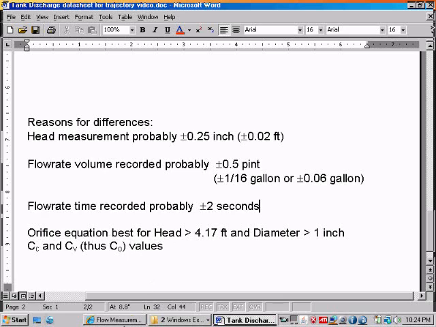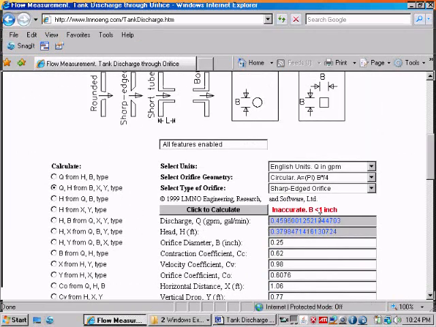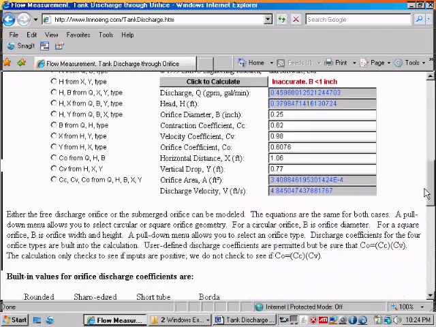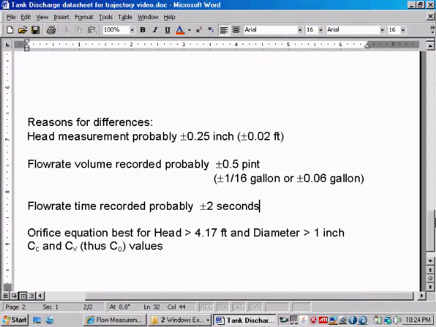Note that our orifice equation gave us a message saying that it's inaccurate because the diameter is less than 1 inch. If we scroll down, the equations are valid for a diameter greater than 1 inch and a head greater than 4.17 feet. And so in our calculation, if our diameter had been greater than 1 inch, we would have got the head error message that we were less than 4.17 feet. The calculation only gives one error message at a time. And so that could be a source of error in our results.